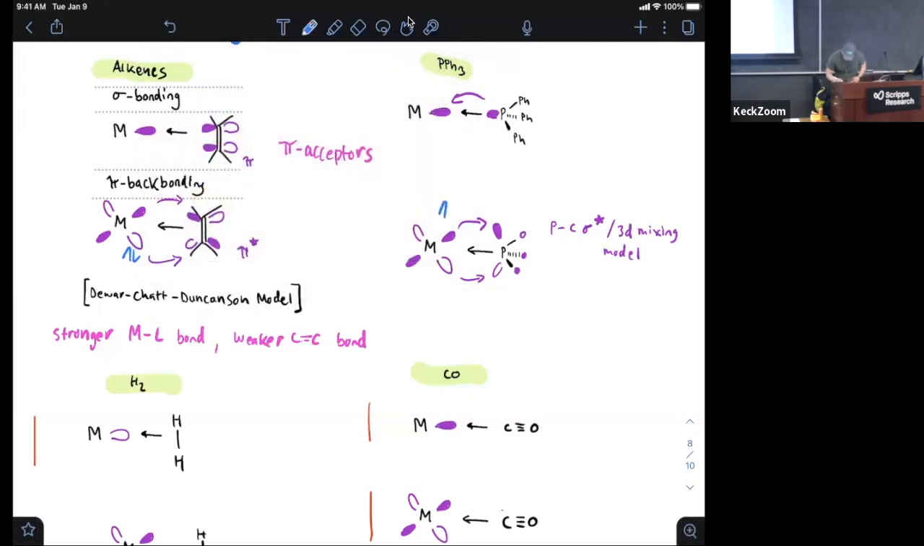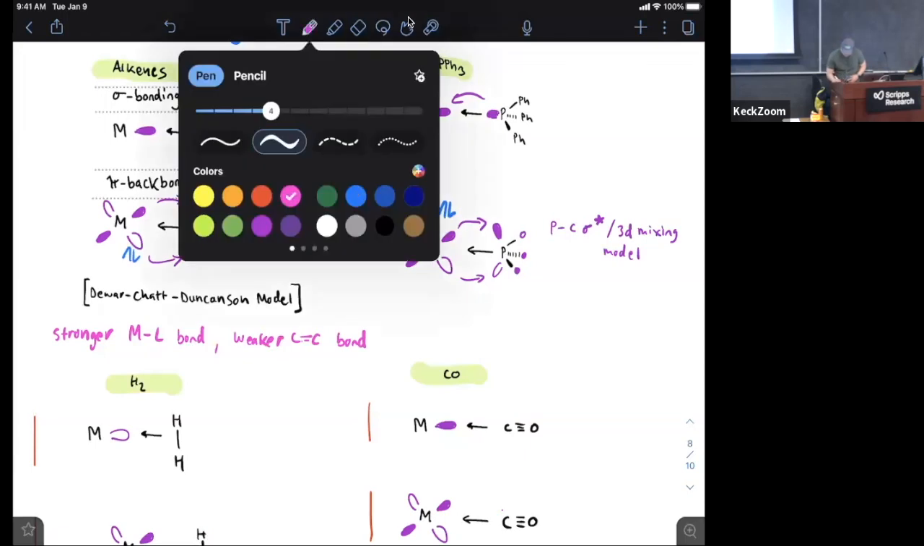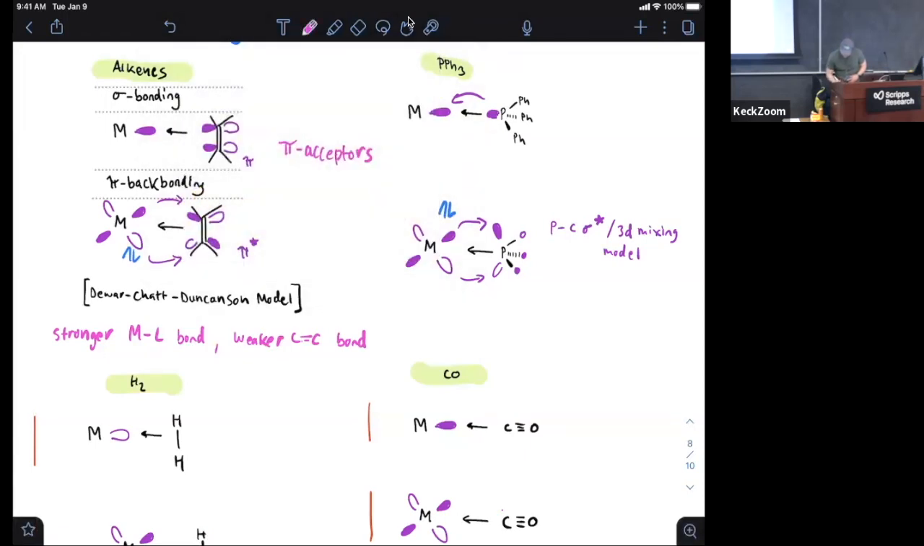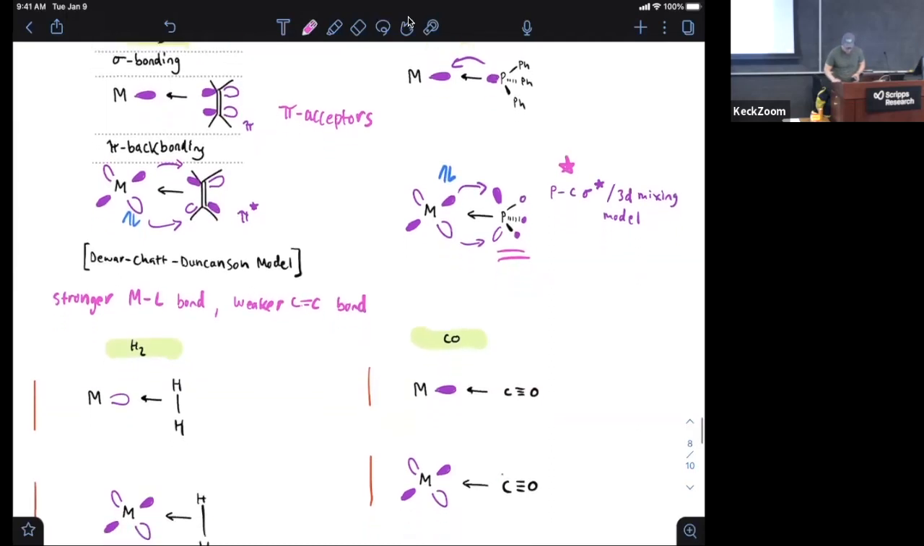sigma star antibonding orbital between phosphorus and carbon, or the actual most accurate depiction is that there's this orbital mixing between a sigma star antibonding orbital and the 3D orbitals that we've depicted here, and that's the orbital that's accepting electrons from the metal. We'll talk more about phosphine ligands and their special properties in the ligand design and ligand parameterization lecture. So I won't say too much more about that now, but wanted to give you that preview for the time being.